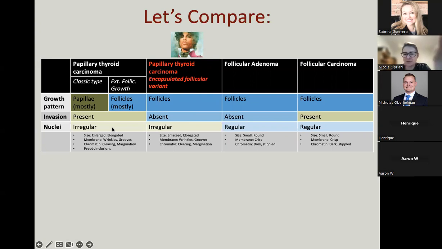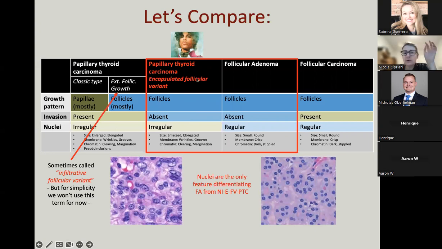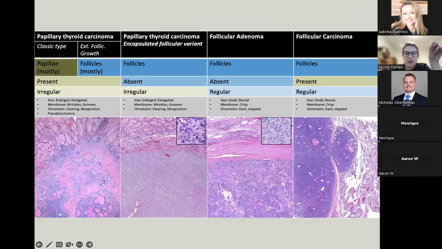And uniformly have irregular nuclei. So really, if you look at PTC encapsulated follicular variant and follicular adenoma, the only essential difference is the nuclear features being round and bland or atypical and elongated and cleared. And so here's kind of a schematic of what these tumors look like.